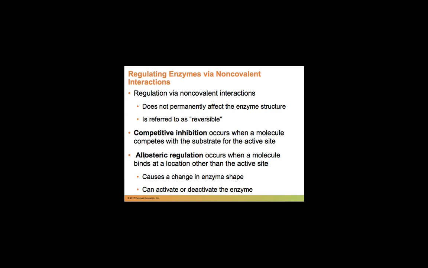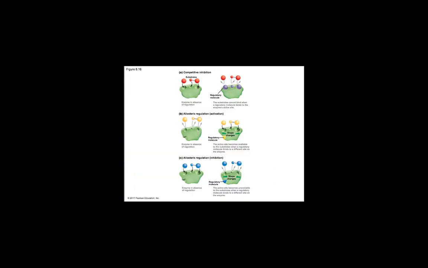Allosteric regulation is going to be a molecule that binds to a site other than the active site on the enzyme. Allosteric regulators are going to bind to the allosteric site. This is still going to change the enzyme shape and can either activate or deactivate the enzyme. So a competitive inhibitor will always deactivate. Allosteric will either activate or deactivate.